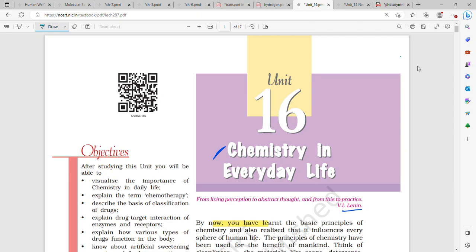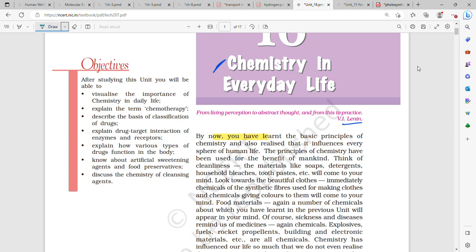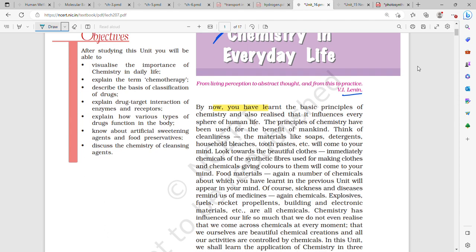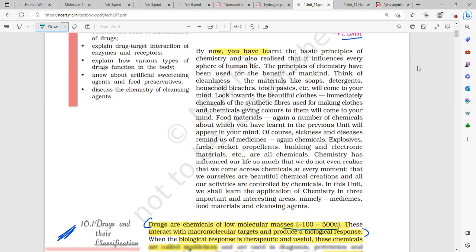So in the last lecture we had done till saponification in chemistry in everyday life. So without any further ado, let's get started. Let's revise. From living perception to abstract thought and from this to practice, this was given by V.I. Lenin.